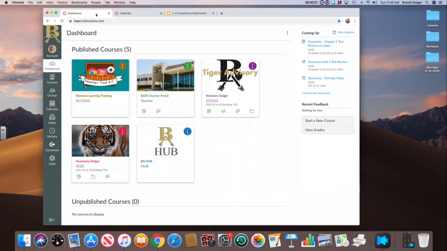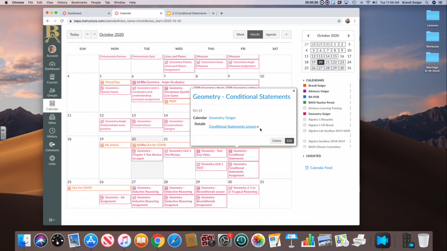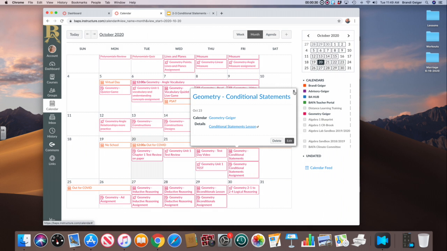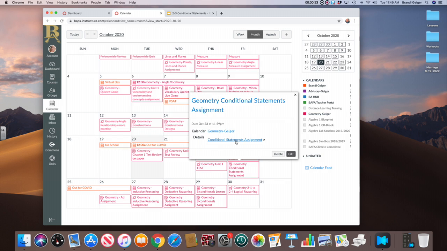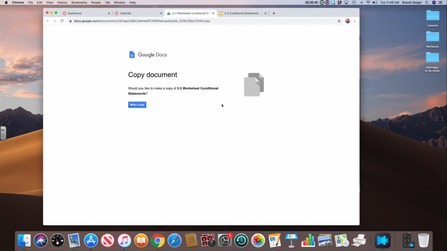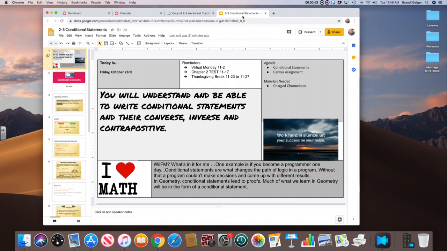So if you go into Canvas and go to your calendar, I want you to pull up the lesson for today. I already have it pulled up here, and we'll talk about it. And then also go ahead and pull up the assignment. So you're actually going to be typing on a piece of paper today. Well, typing on a Google document. So I want you to make a copy. And then you're going to submit your document to me when you're done. So go ahead and get that pulled up and the lesson pulled up.